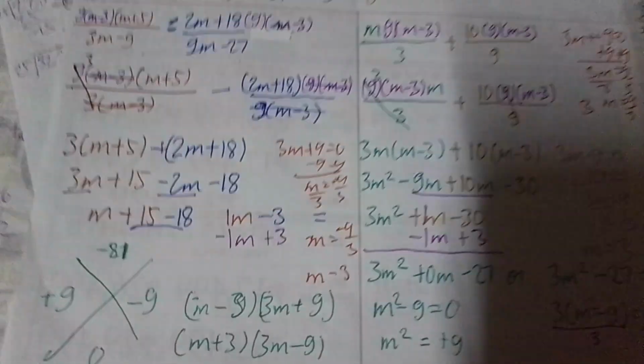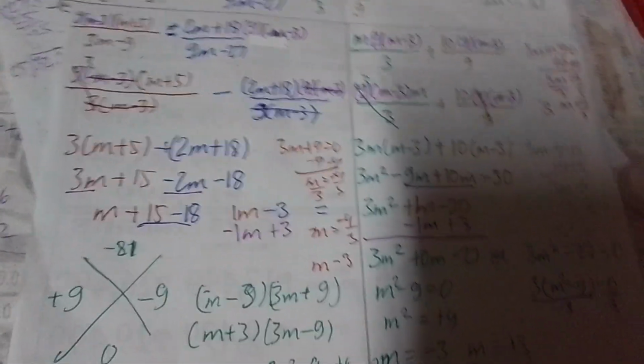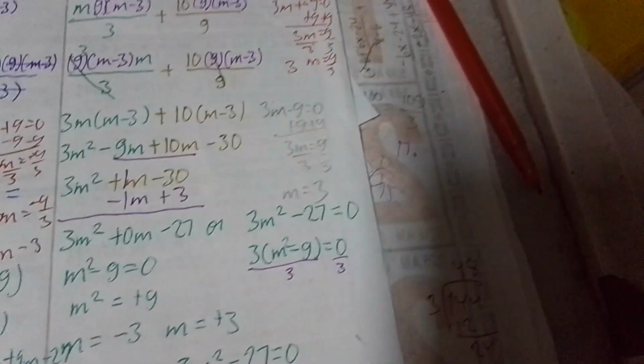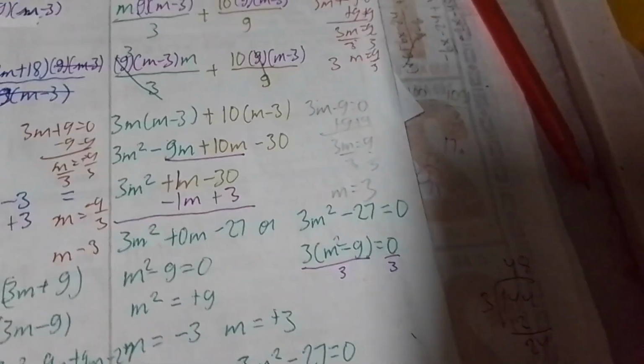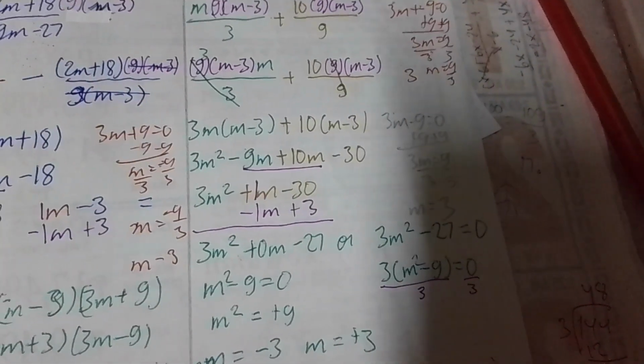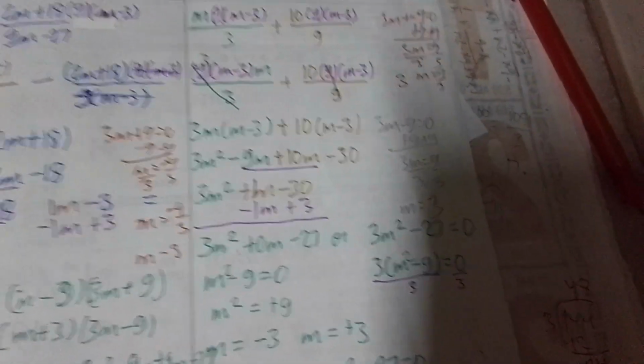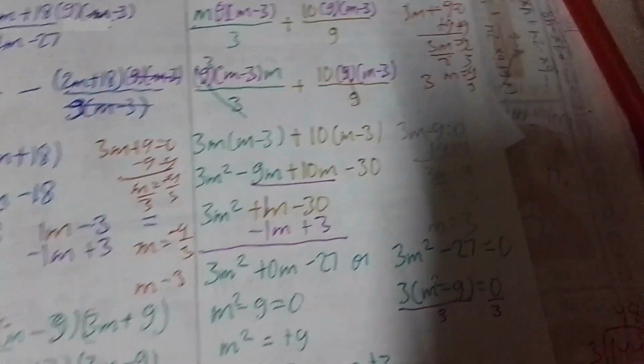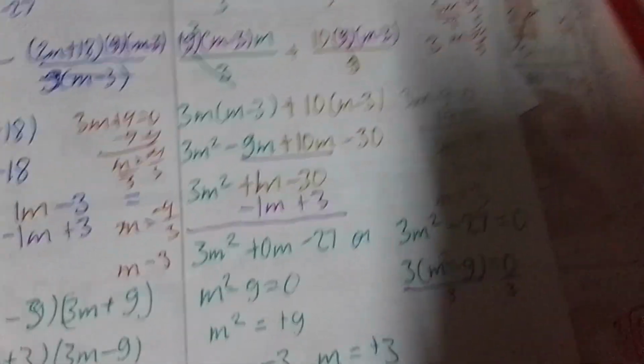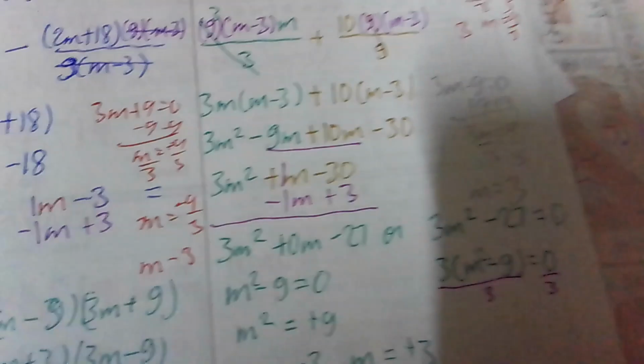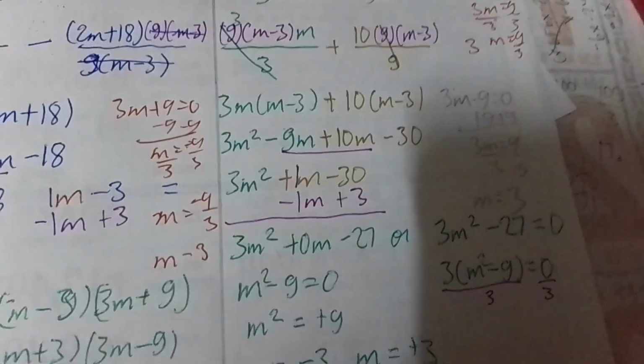Diba? So two solutions. Either you do it the quadratic way, or you can take the square root. Remember, if you were to take the square root, that's m squared minus 9 equals 0. Shift the 9 to the positive side, and then you take the square root. And remember, when you take the square root of both sides, you will have two answers. It's either you get negative 3 or positive 3.